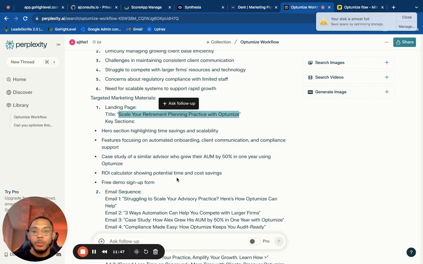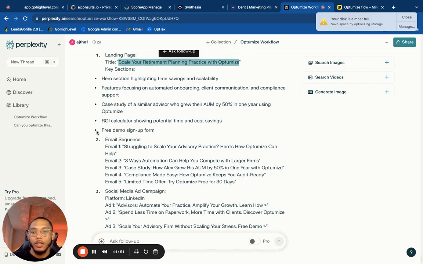ROI calculator showing potential time and cost savings. Free demo sign up form. I like that because when they get to the page, what are they doing? They're interacting with it. The ROI calculator keeps them on the page a little bit more. The testimonies keep them on the page a little bit longer because they're reading something.